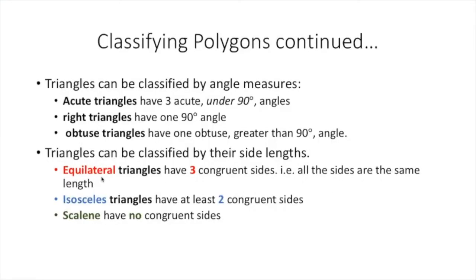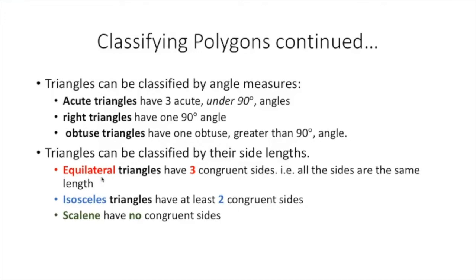So let's start out by talking about triangles. In our polygons, triangles can be classified by either their angle measurements or they can be classified by their side lengths. So with the angles, if they have all the angles under 90 degrees, those are called acute triangles. If they have a 90-degree angle, then they're called a right triangle. And if they have an angle greater than 90 degrees, it's an obtuse triangle.